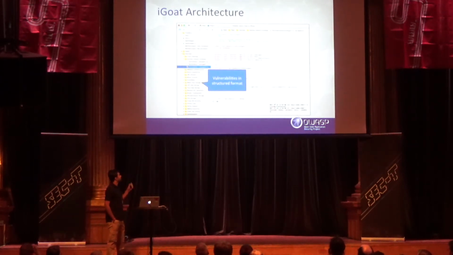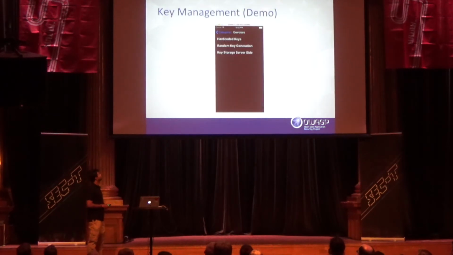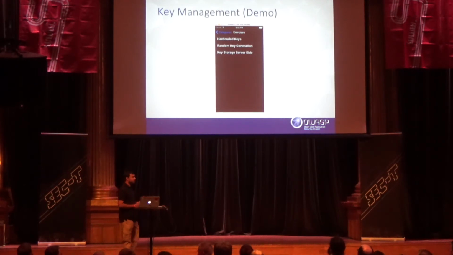The vulnerabilities are in a very structured format. If you are a newbie or a developer and you want to add vulnerabilities, it's very straightforward, and anyone can easily fork and add vulnerabilities to this project. We'll have a couple of demos, like how we are working on key management and other things. Key management is one of the very important things in mobile app security. You encrypt the data, but where do you store the encryption key? There could be multiple ways.